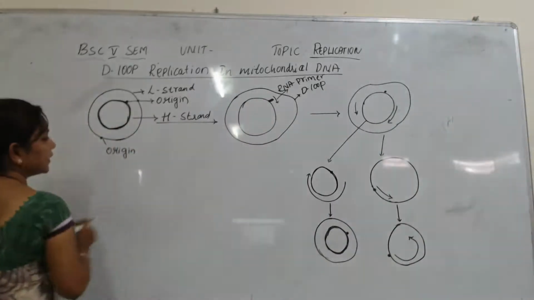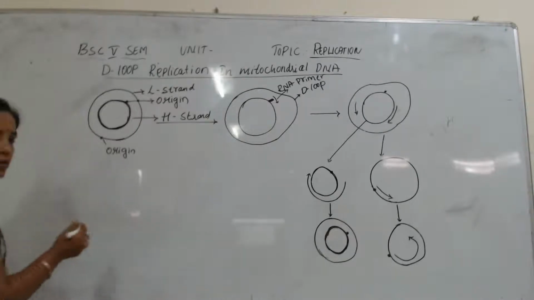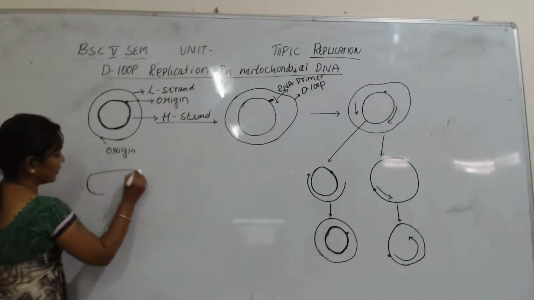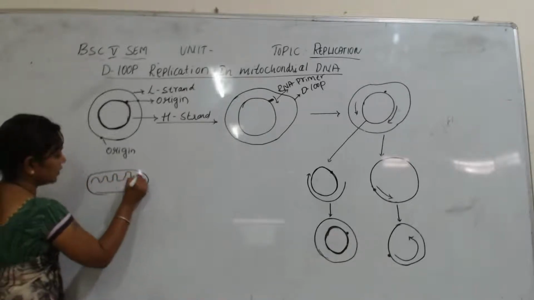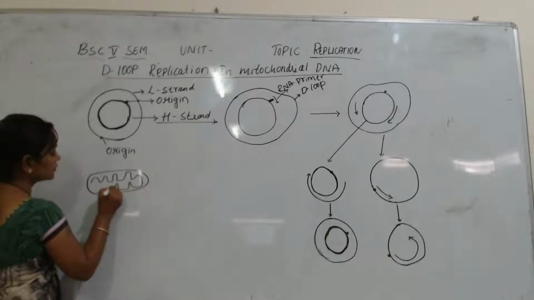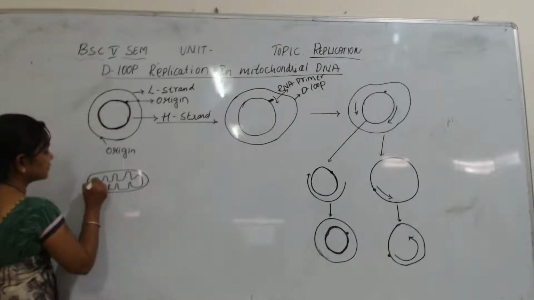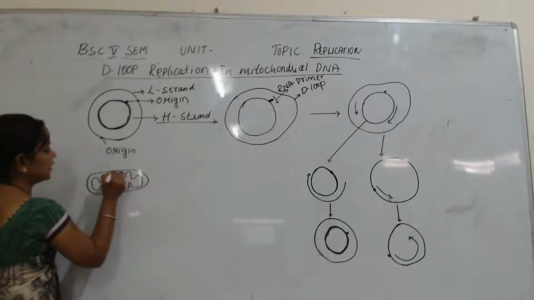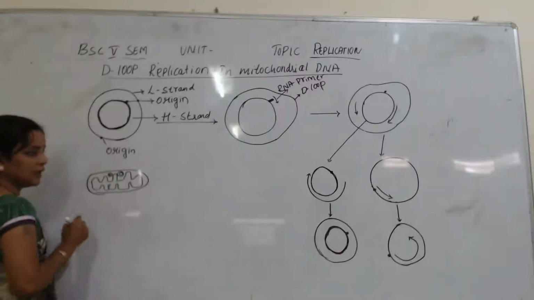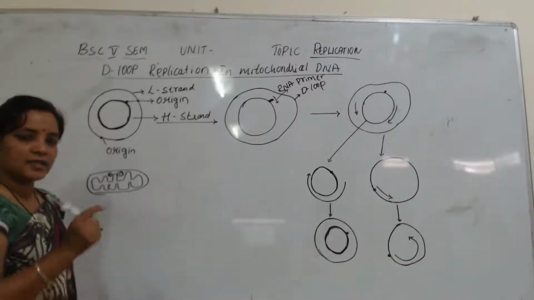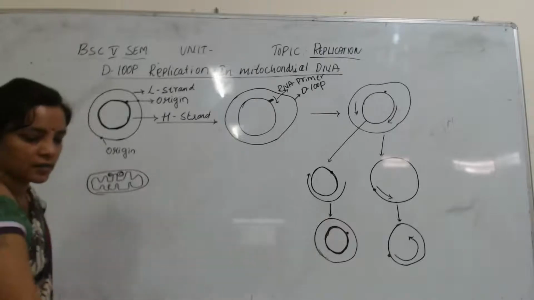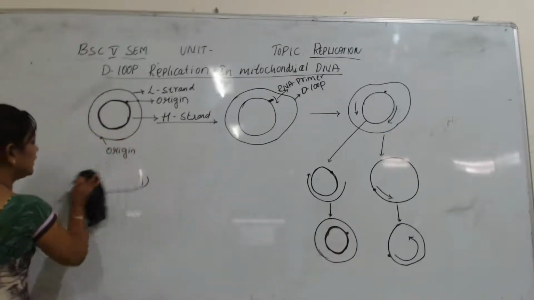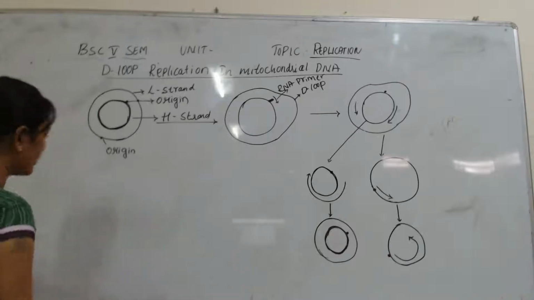So this is a D loop structure in mitochondria. I think you remember the structure of mitochondria. The inner foldings you can see. Okay, here you can see the DNA. How is the DNA going to replicate inside the mitochondria? So first thing, the mitochondrial DNA, how it is. Let us discuss some points about this.